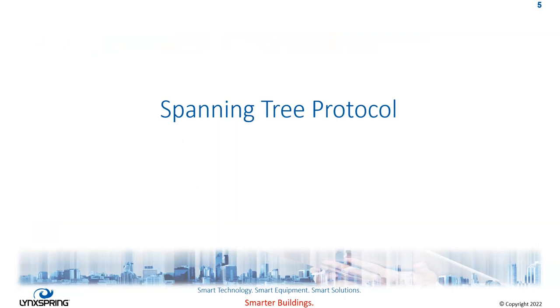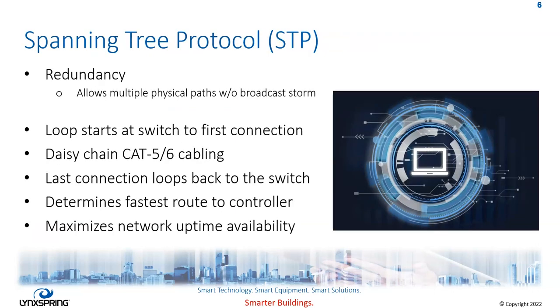Now let's talk about the spanning tree protocol. The spanning tree protocol is a protocol that's used to allow multiple physical paths between network devices without creating a broadcast storm. So this is done for redundancy.